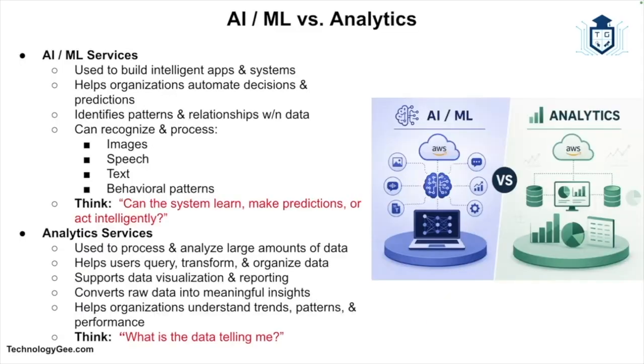All right, so before we jump into services, you need to understand the difference between two major categories. That is AI and machine learning. These services can help you build intelligent applications, automate decision making, and recognize patterns, images, speech, or text. So basically, you need to be thinking about, can the system learn and make predictions or act intelligently? When it comes to analytics services, these are the services that help you process large amounts of data, query, transform, or visualize data, or extract insights from raw information. So you need to be thinking about, what is the data telling me?